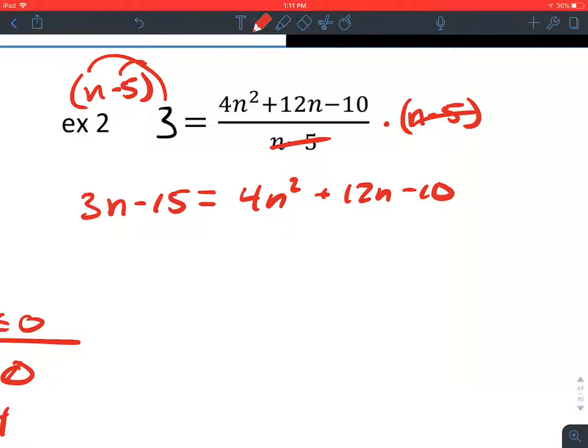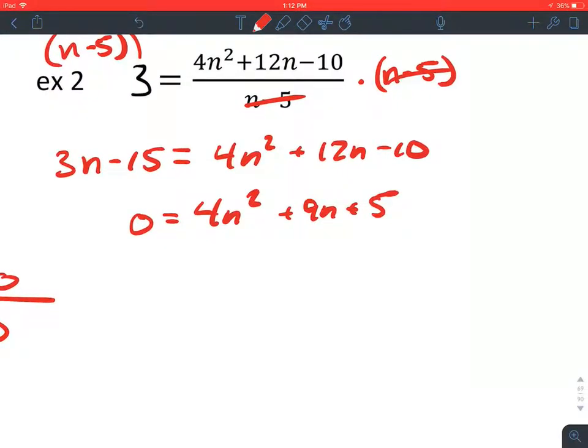Since I have exponents, I want to get all the terms on the same side by subtracting 3n and adding 15 to both sides. And I'm going to get this. To continue, I'm going to have to factor, and to factor, I'm going to have to split the middle term and factor by grouping.